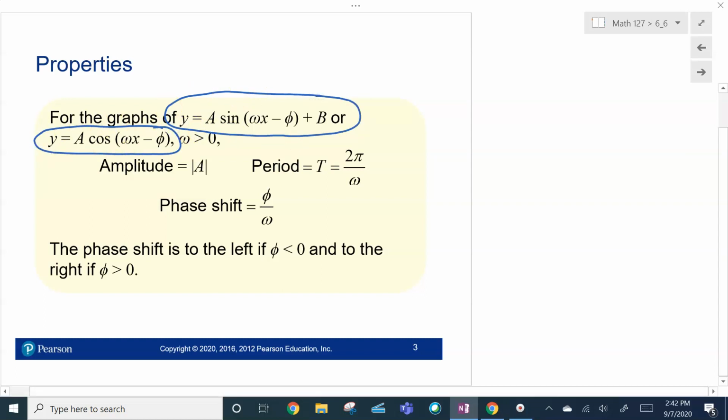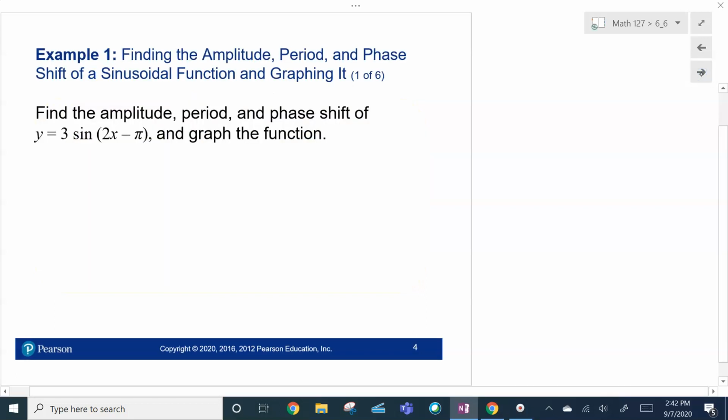We've discussed previously amplitude and period. Now phase shift, we're going to discuss. This is our right or left shift, a rigid shift. So let's start out here. It's very similar to section 6.4 as we look at some key points.